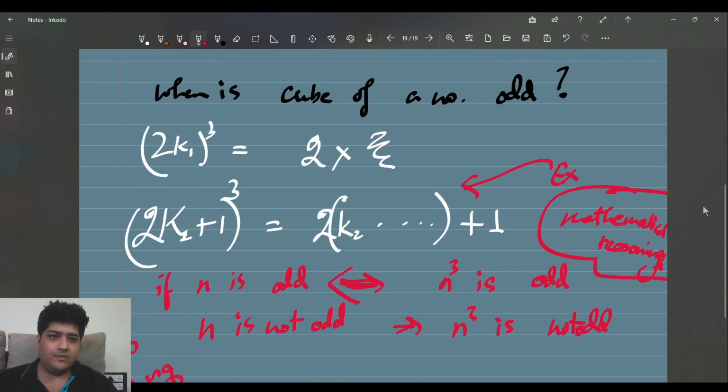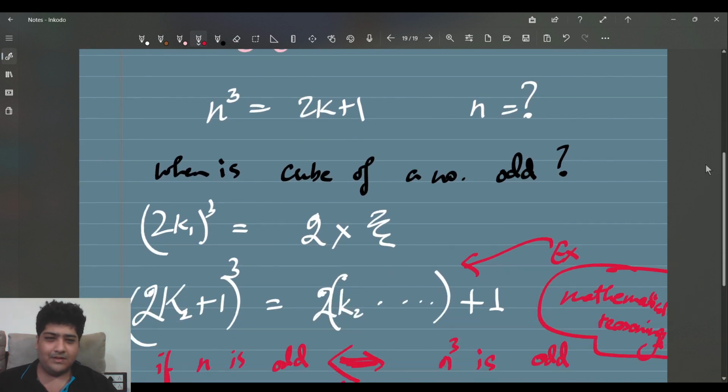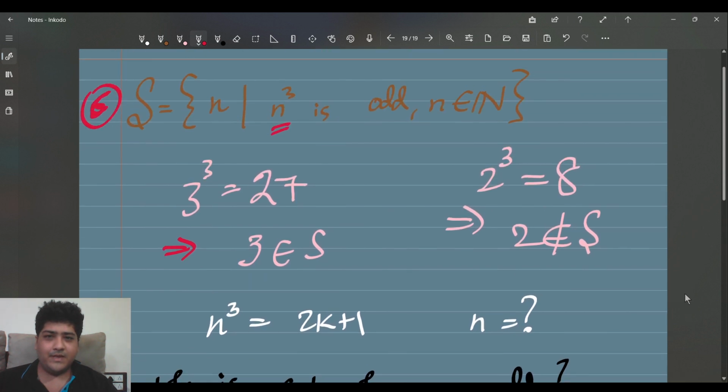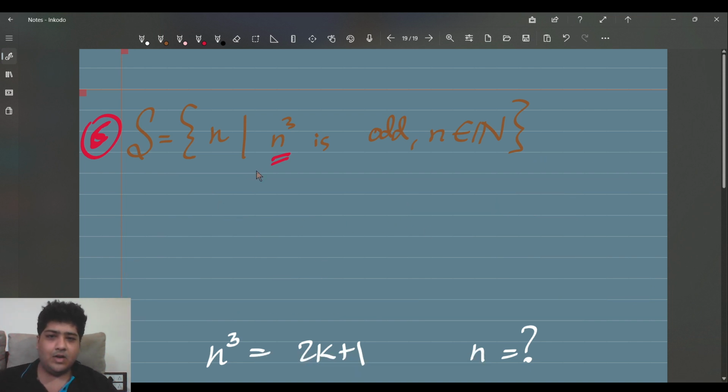So I have just proved that n cube is odd if and only if n is odd. All this hard work was for saying that my set would essentially contain all the odd numbers, because n cube is odd, so n has to be odd. So my set contains 1, 3, 5, 7, 9. All these numbers are contained in S. Now you can verify whether n cube is odd, and it will be odd in all the cases.